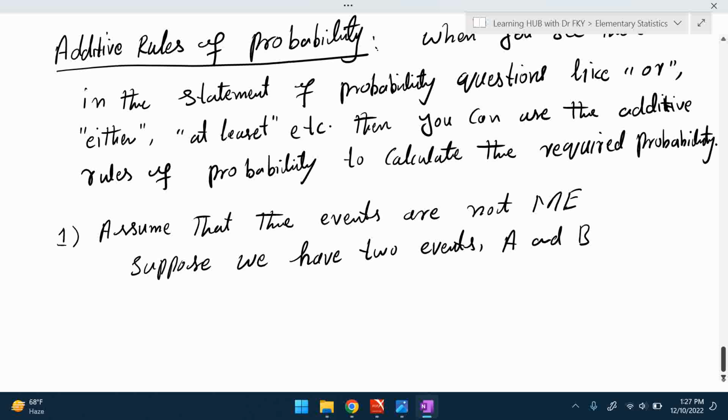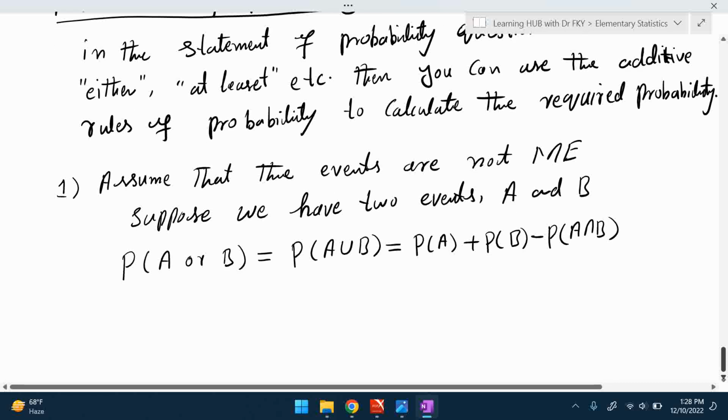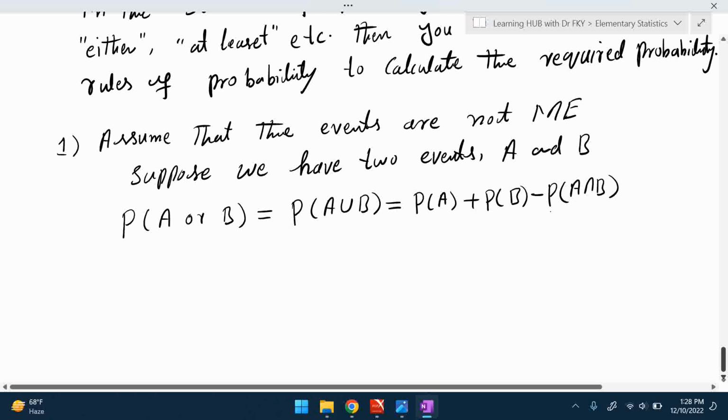Or the other statement can be calculate the probability of either event A or B, or calculate the probability of at least one of these events, meaning A or B. So you can use additive rules of probability. Normally we denote this as probability of A or B, or in other words probability of A union B, and this is equal to probability of A plus probability of B minus probability of A intersection B. I will explain graphically why we are subtracting this.